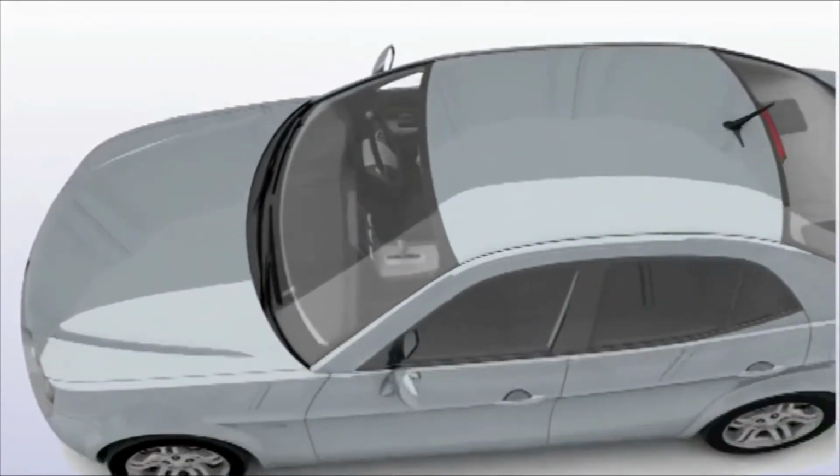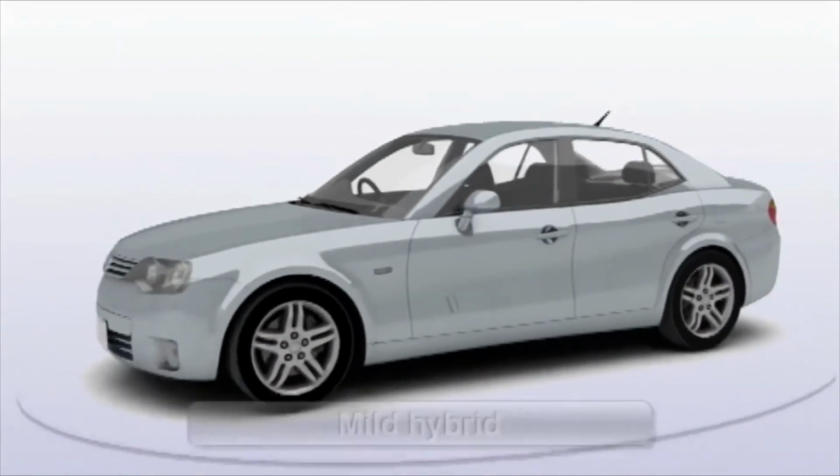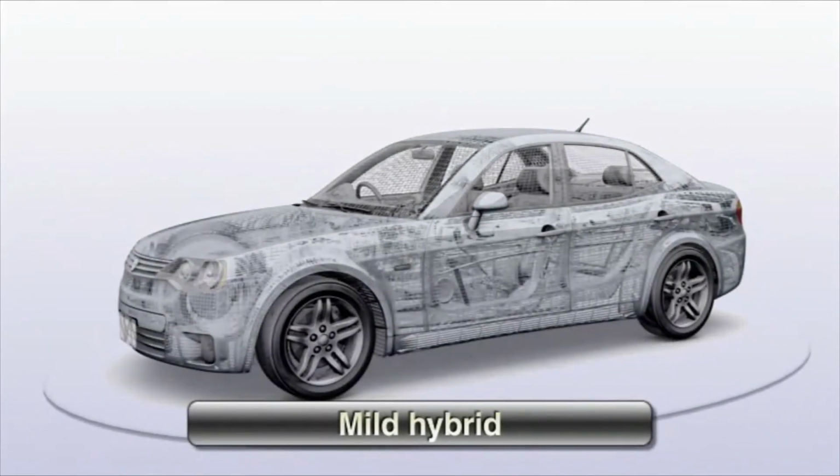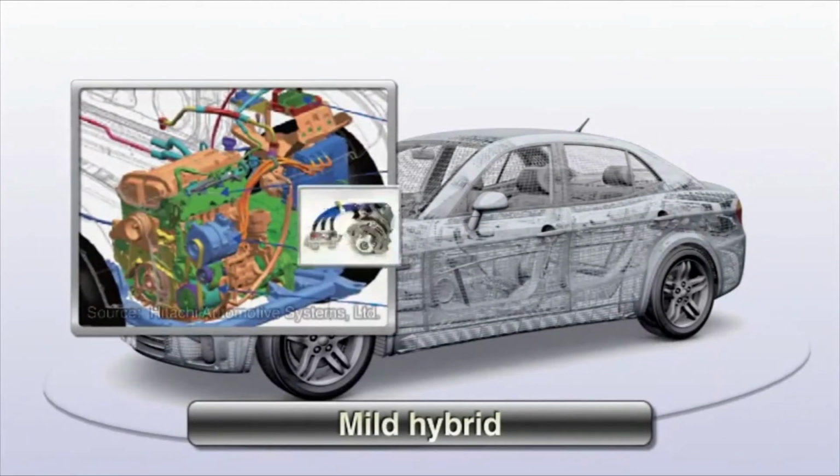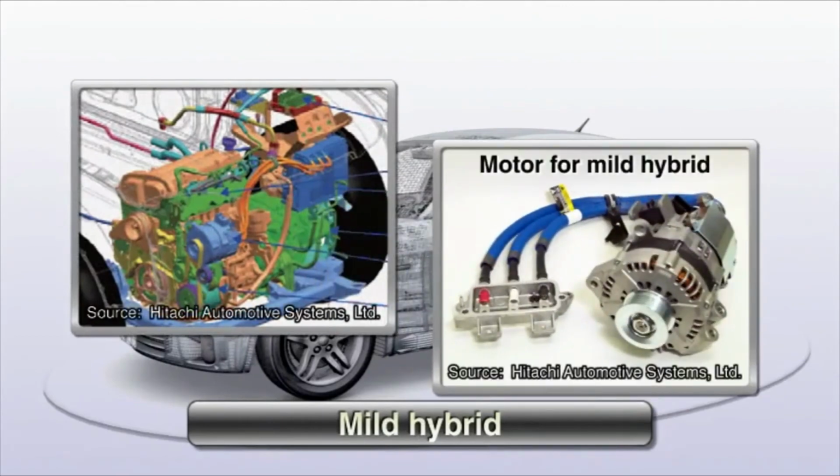In addition to the three major categories is a type called mild hybrids. Mild hybrids use a simple and effective mechanism. It is an idle-stop system powered by a small electric motor that can start and stop the engine smoothly.